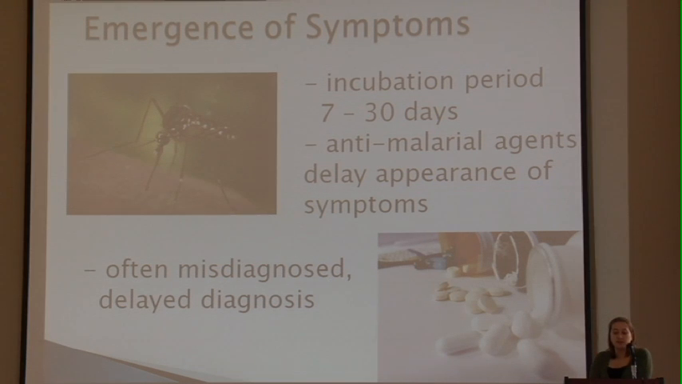A little bit about the emergence of the symptoms. After being bitten by an infected Anopheles mosquito, there's an incubation period of 7 to 30 days that go by before the first symptoms appear. If a person has taken prophylactic antimalarial drugs, then symptoms may not appear for weeks or even months later. And this especially occurs with certain forms of the Plasmodium that produce a dormant liver stage parasite. And because of the long period of time between infection and the emergence of symptoms, malaria is often misdiagnosed or diagnosis is delayed.